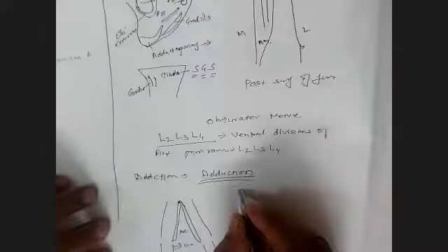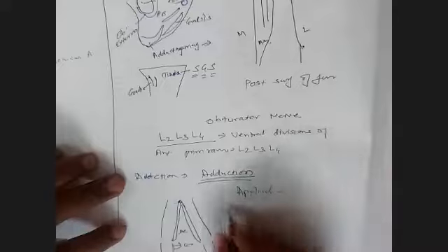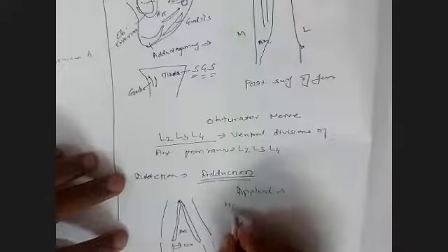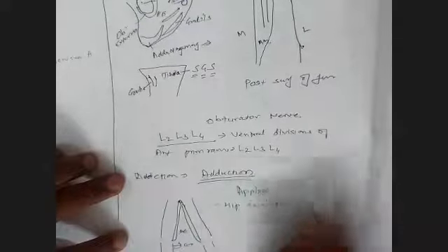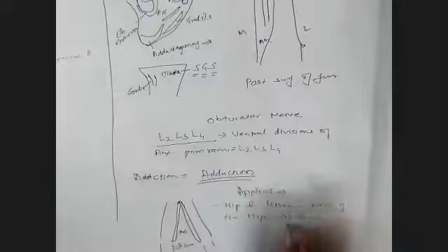Now coming to the applied anatomy of the obturator nerve. As it supplies both the hip and the knee, pain of the hip may be radiated to the knee, or it can be vice versa.